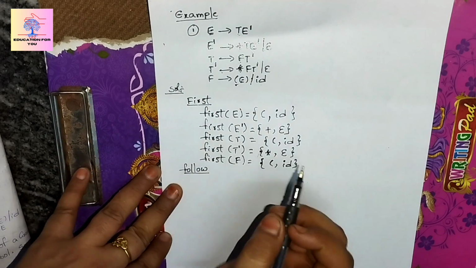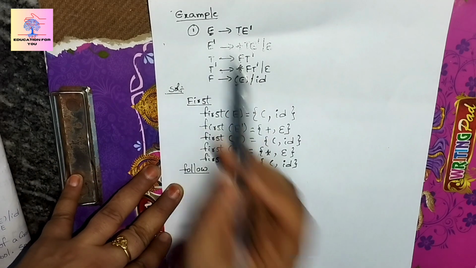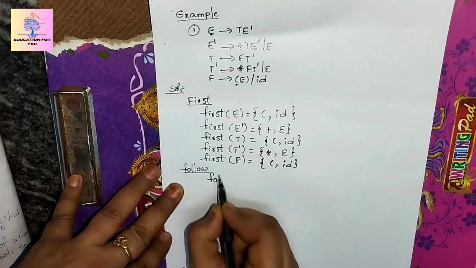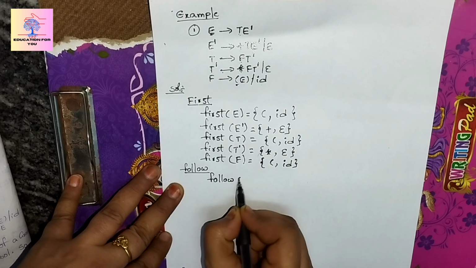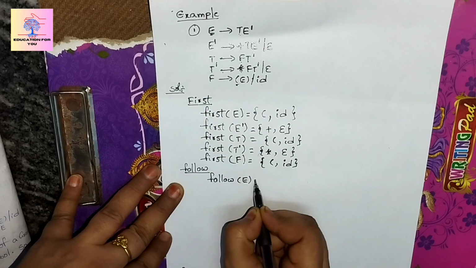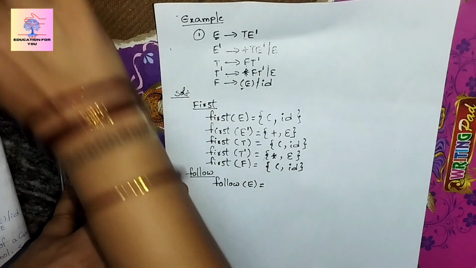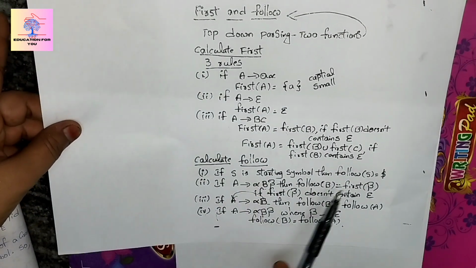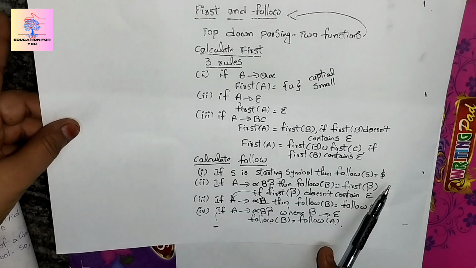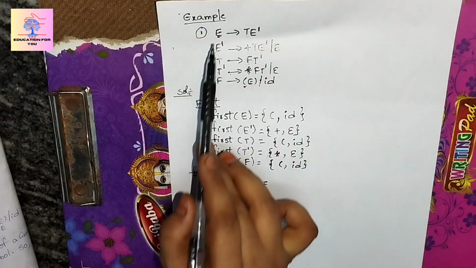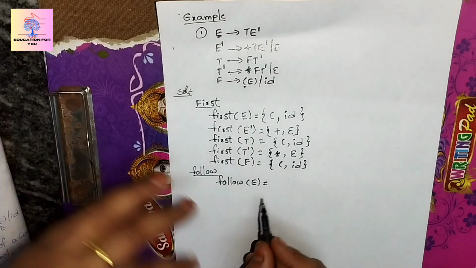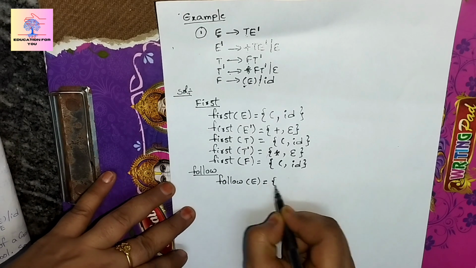So first symbol, what is there here? E. So follow of E. If the symbol, what I said, the follow first rule here, if S is the starting symbol, then follow of S can become dollar. Here E is the starting symbol, right? Then follow of E can become as what?